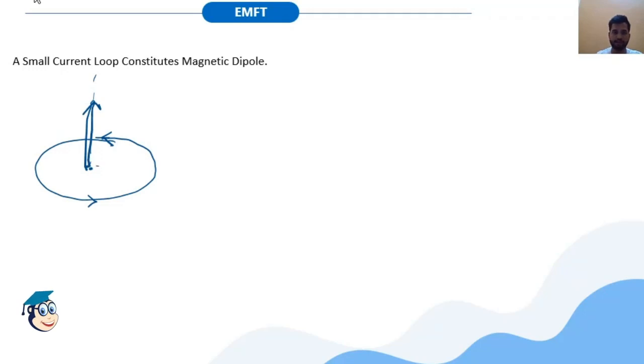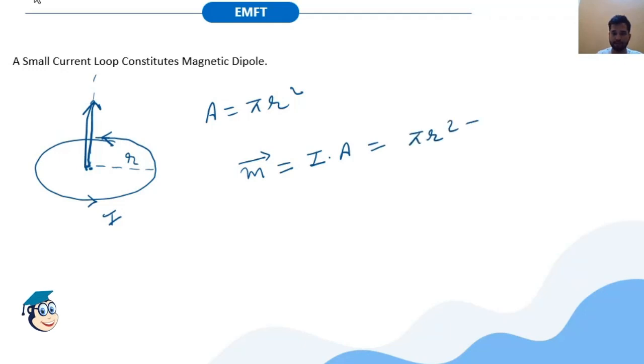And let's say it is a circular disc of radius r. So what would be its area? Its area would be pi r square, and let's say the current is I. So the magnetic moment of this arrangement is given by m vector, and can be written as I into area. For this particular case, this is pi r square times current I, and the direction you can calculate by using the right hand thumb rule.